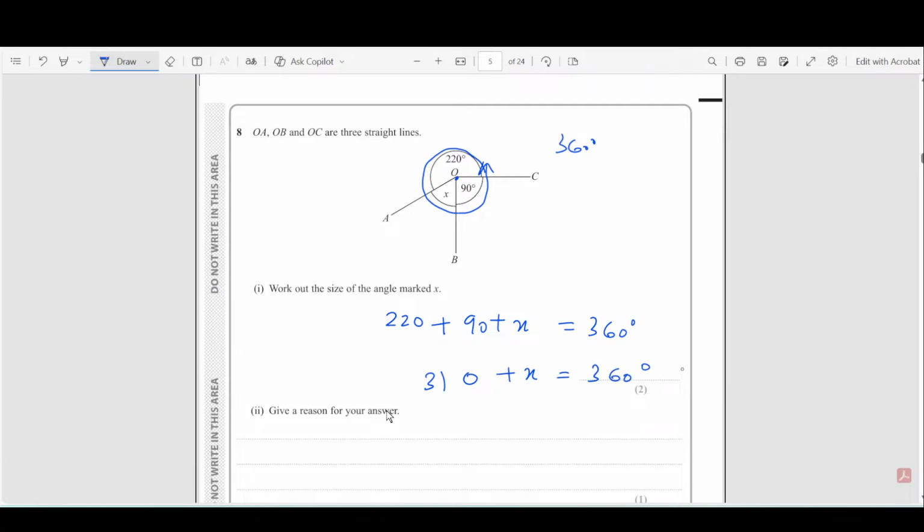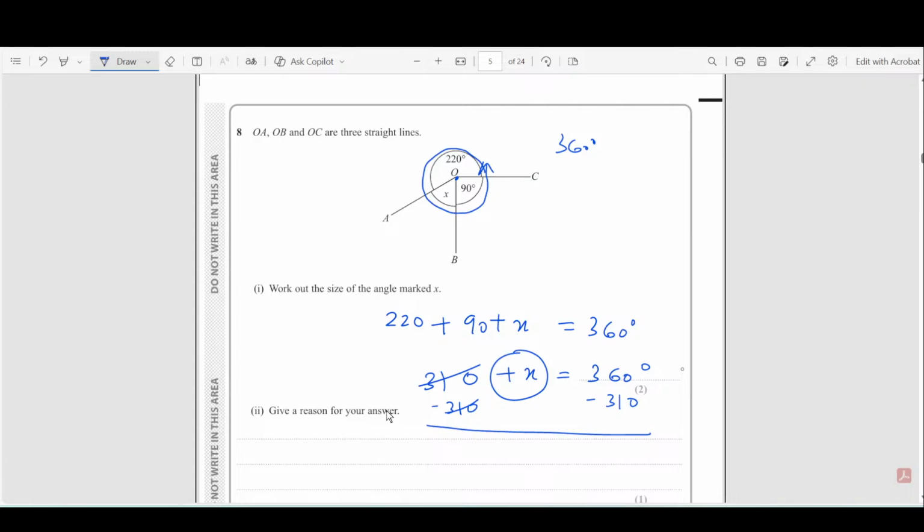So to find x, I can subtract 310 from both sides, to get rid of this 310. That's how we find the variable, right? Whatever is associated with the variable, we do the opposite of that. Like here we have plus 310, so we do the opposite, which is minus 310 on both sides.